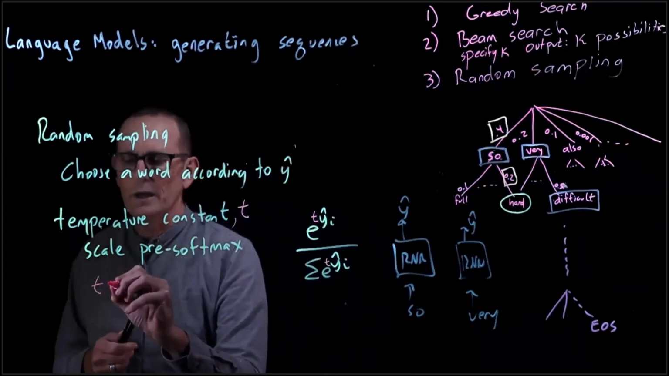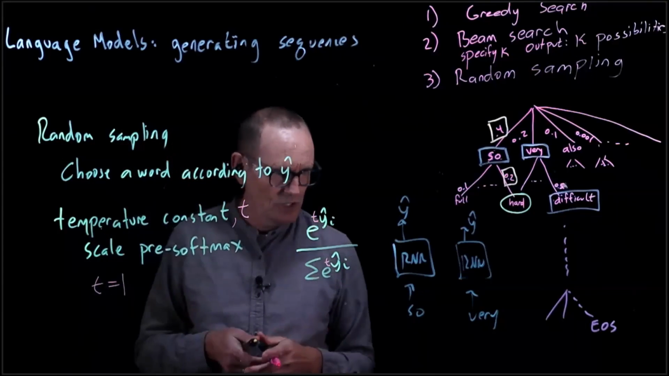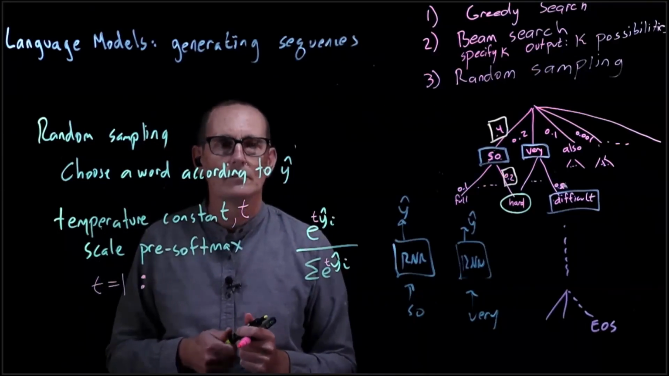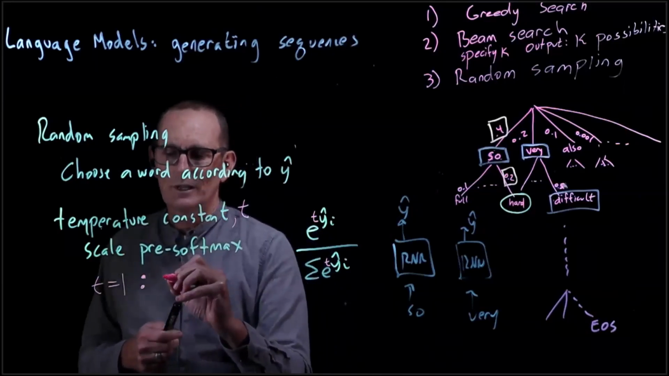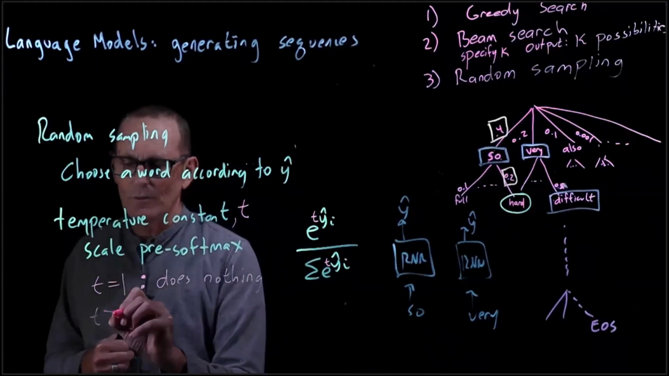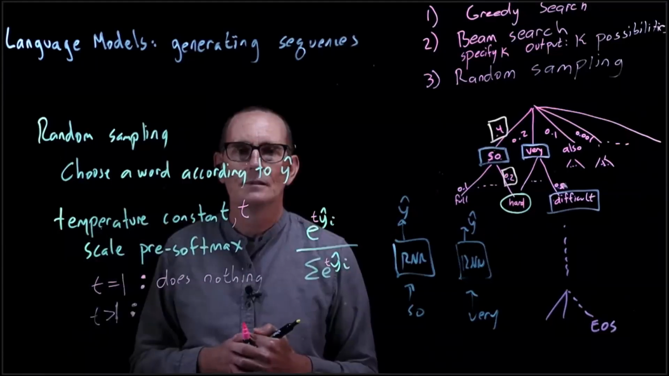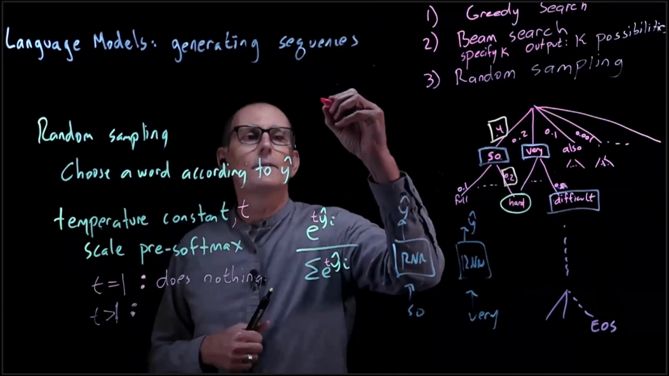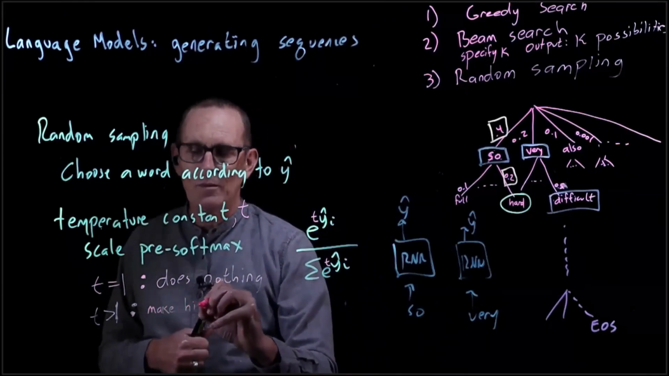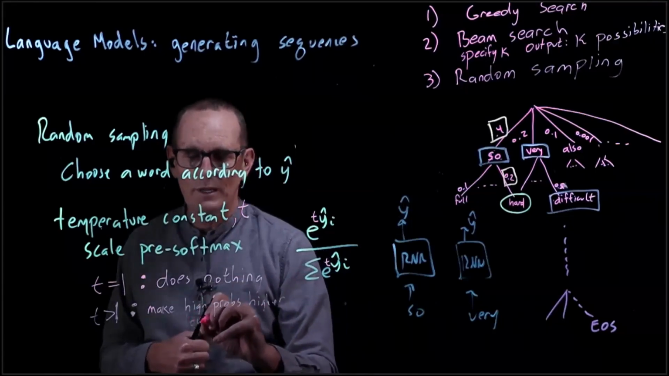If you have a T equals 1, Tom, what does that do to the softmax? What does it do, if anything? It does nothing. Yeah, so it does nothing. And why don't we do another one? What if T is greater than 1? What is that going to tend to do? Emphasize the difference between the predictions. Yeah, it's going to emphasize, it's going to make high probabilities higher and low probabilities lower.